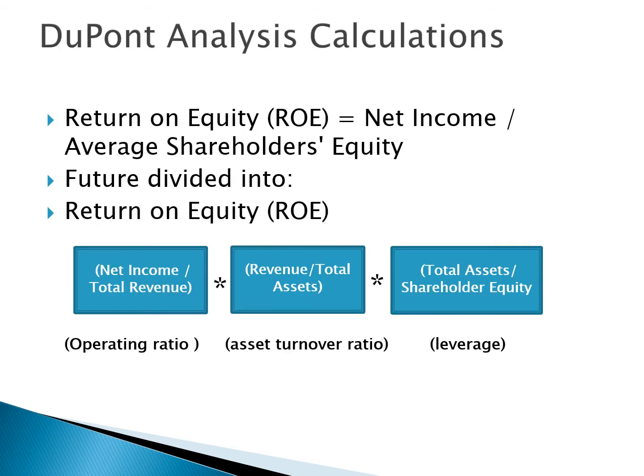DuPont analysis calculations. There are three parameters of DuPont analysis: operating ratio, asset turnover ratio, and leverage. Operating ratio is calculated as net income upon total revenue. Asset turnover ratio is equal to revenue divided by total assets, and leverage is equal to total assets divided by shareholders' equity.